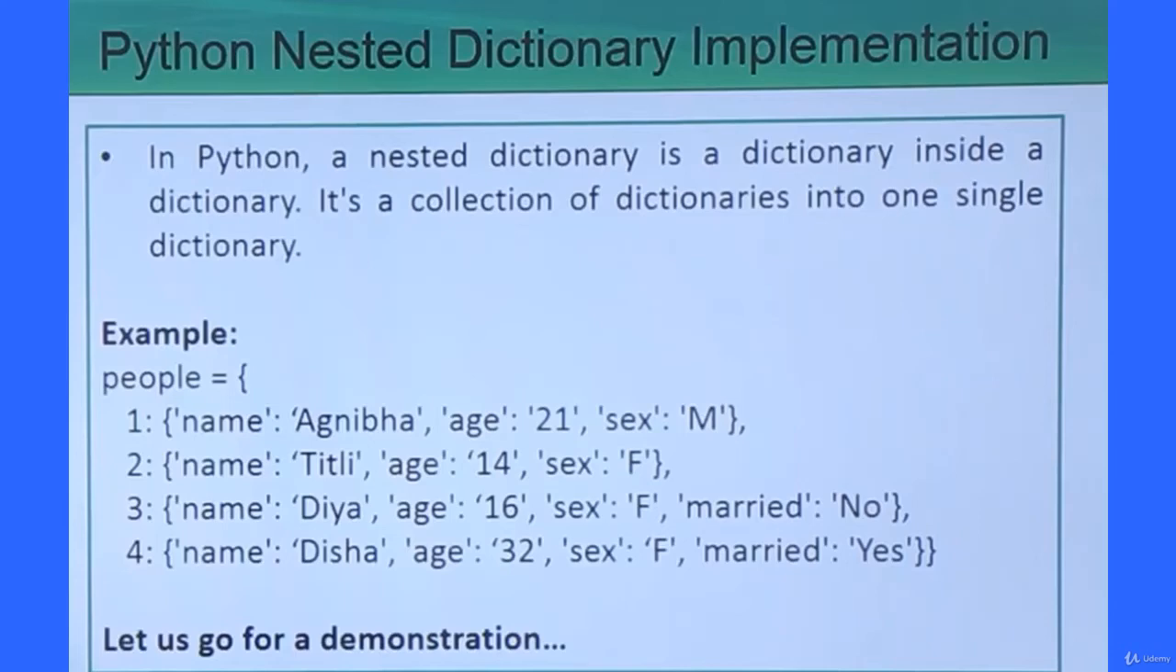In this session, we are discussing Python nested dictionary implementation. So how can a dictionary get nested? In Python, a nested dictionary is a dictionary inside another dictionary. It is a collection of dictionaries in one single dictionary. So just consider this one.